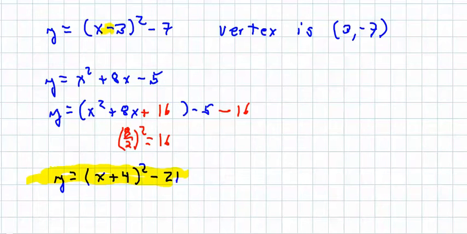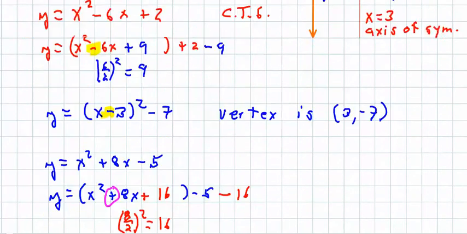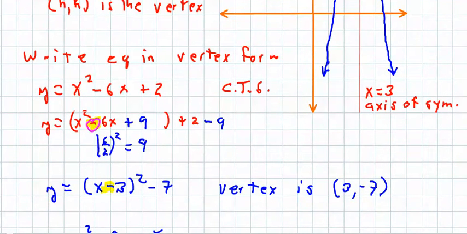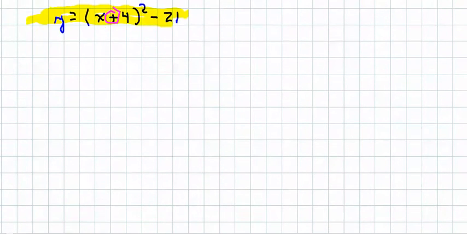And as I said before, pay attention. That's a plus, that must be a plus. If it's a minus, as in here, it's got to be a minus there. All right, let's do one more example. This one is going to be a little more complicated. y equals 2x squared minus 8x plus 5.